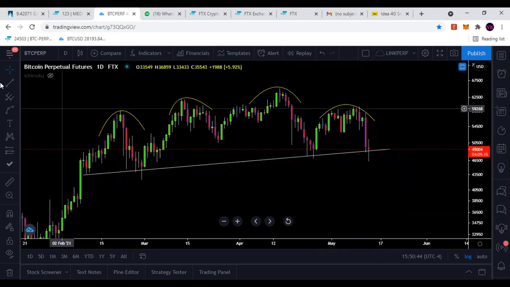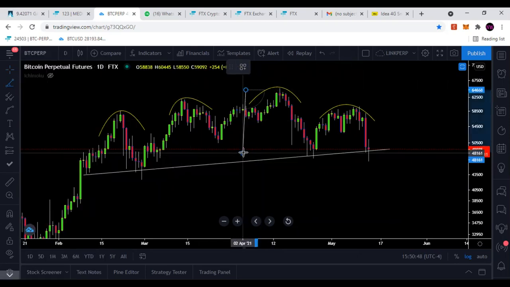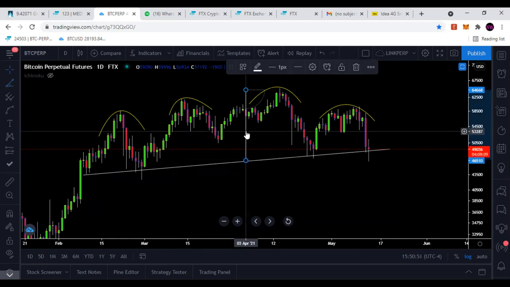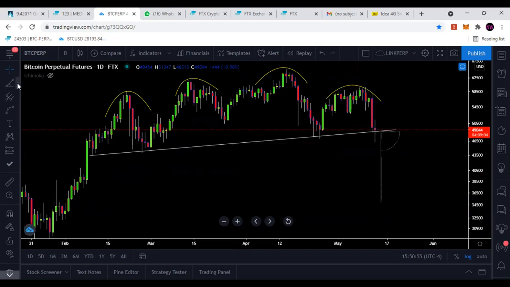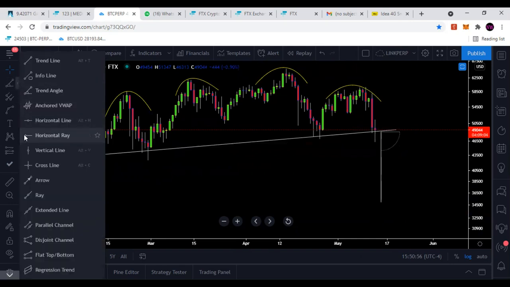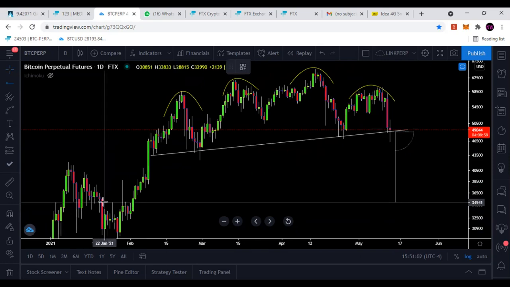How do we measure this? We take this from here down to this level, and you drag and drop it here. So now I have a target of around here.